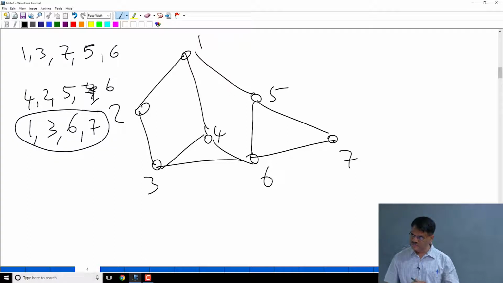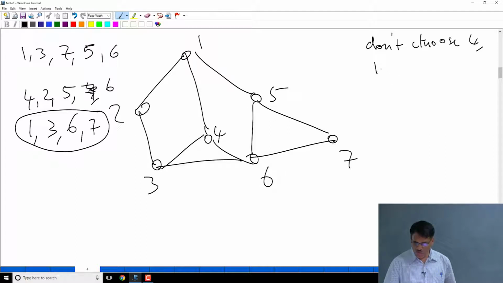But if you choose 4, there is 2 3. Then if you choose 6, 3 6; if you don't choose 6, then you have to choose 3, 5 and 7. Otherwise you will have to choose 6 also. So here is my argument. If you don't choose 4, then you need 1 3 6 and you still have the 5 7 edge to be covered. So you need 5 or 7, right?